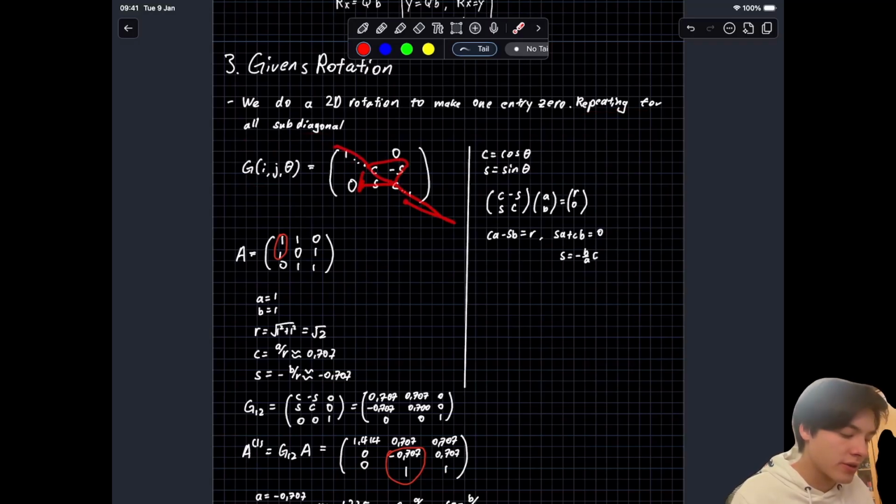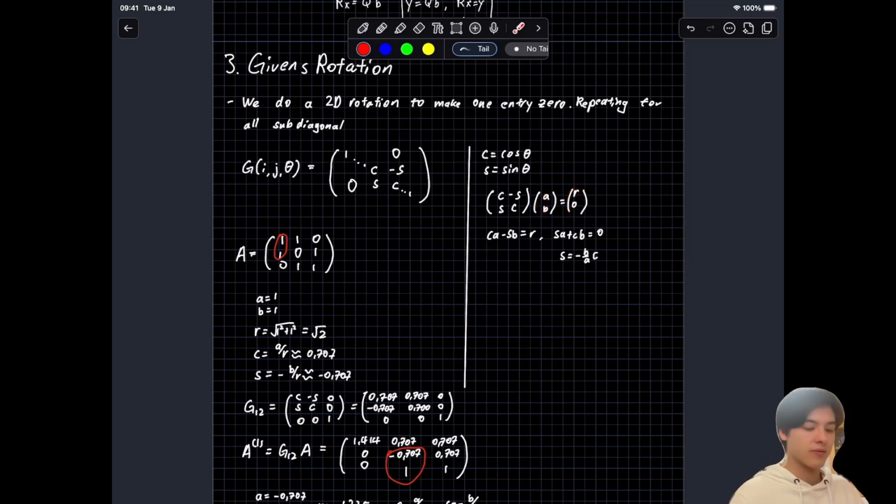It's one on the diagonal, and then we have whatever we want to rotate. It could also be here. We have the cosine, sine, and the negative sine. So what this does is basically a rotation. So we have a and b, we get r and 0. And this is how we can calculate.